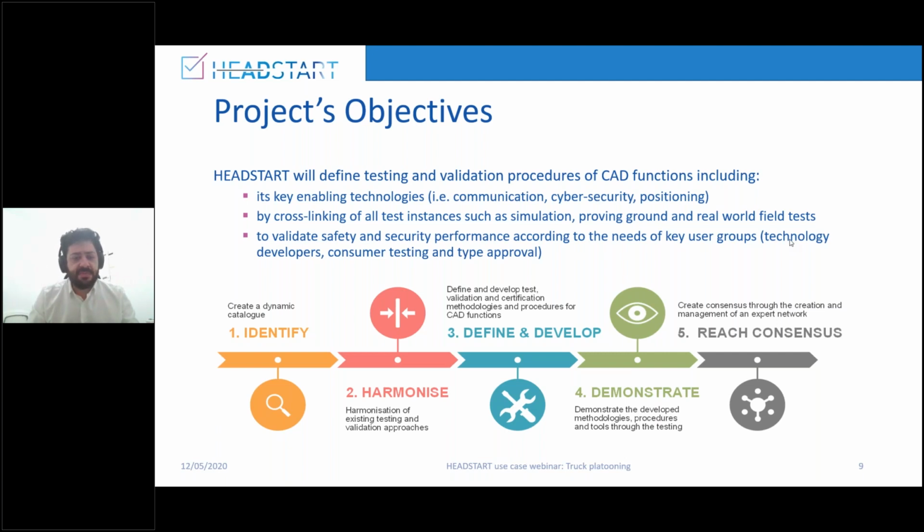And how will we do this? Well, we have 5 phases, 5 stages within this project. The first 2 are more advanced, closely to be finished. The first is what we call the identification phase, in which what we have done is to understand what's going on, what is the state of the art in a very dynamic concept such as automated driving. Second one is harmonization.